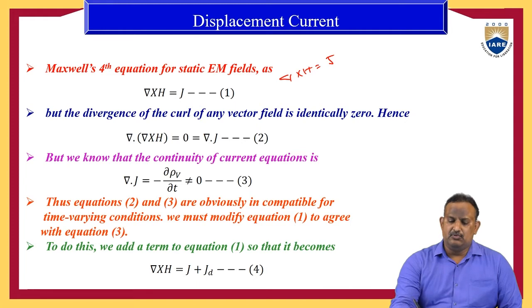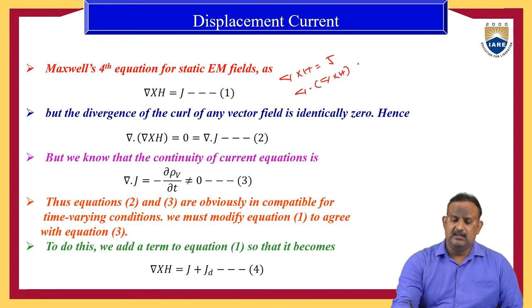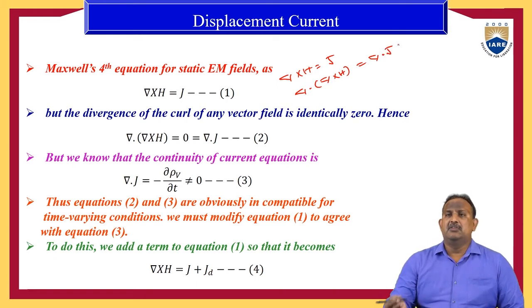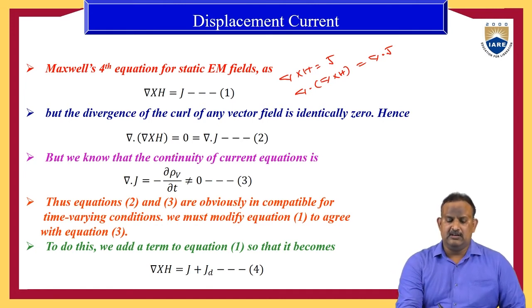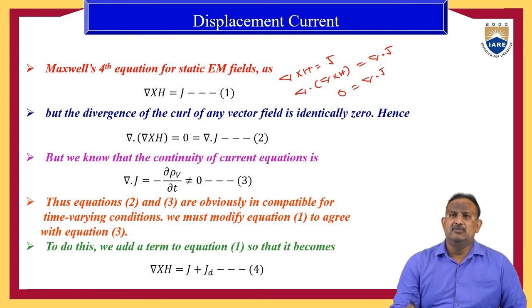Applying divergence on both sides, del dot del cross H is equal to del dot J. According to the identity, the divergence of the curl of any vector, del dot del cross H, equals 0. Therefore, using this identity in this equation, del dot J is also equal to 0.